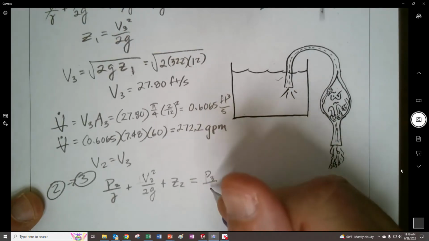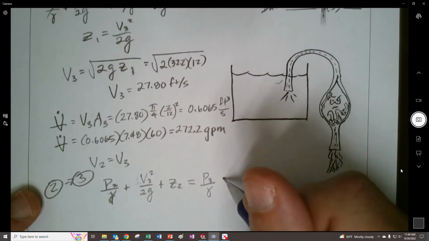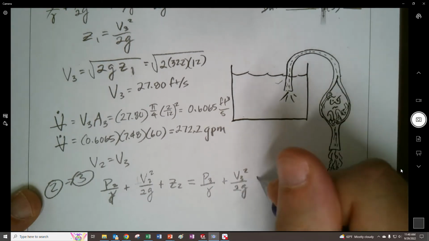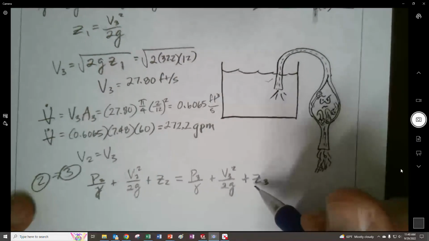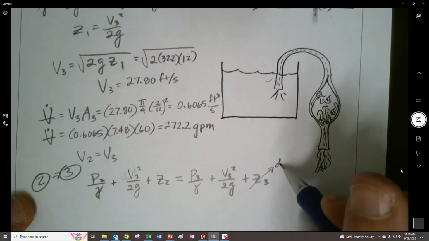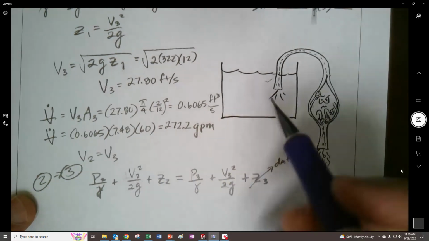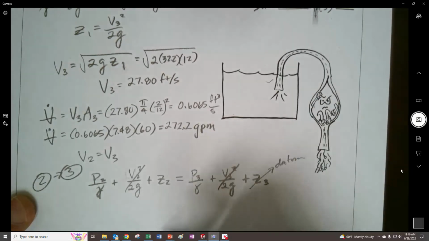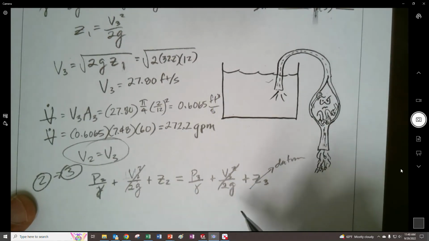I got you. That's supposed to be a gamma. That's a gamma too, right? Plus V3 squared over 2g plus Z3. Now Z3 is the datum, right? So we can set that to 0. What's interesting here is that that term and that term cancel out because these two are the same. So that makes it a little easier.